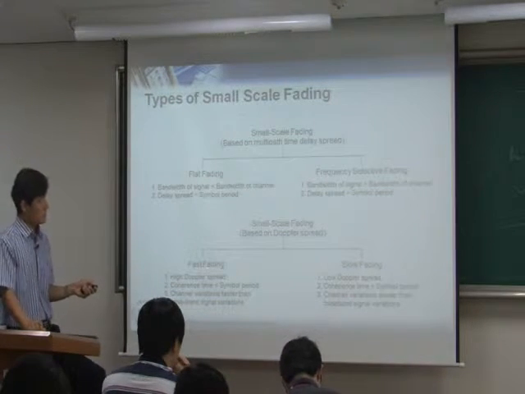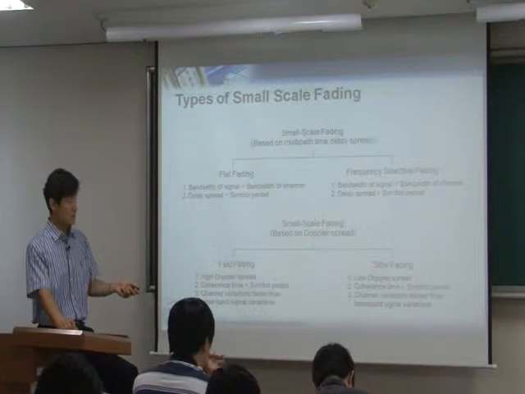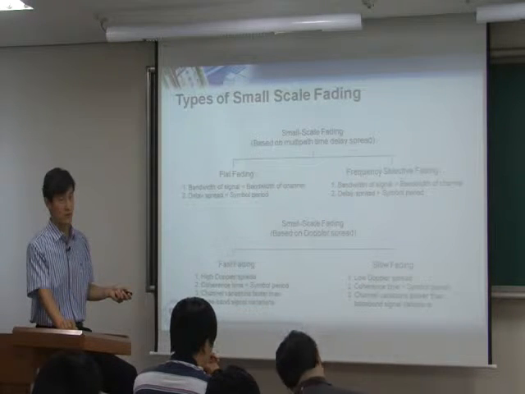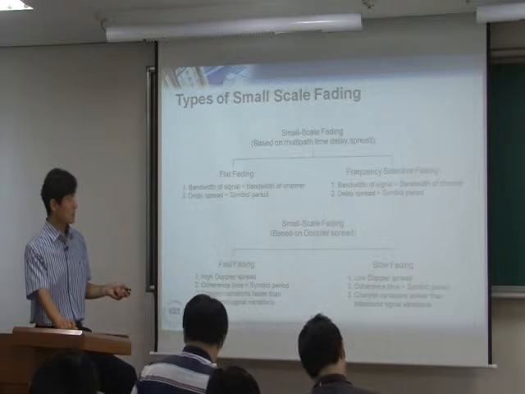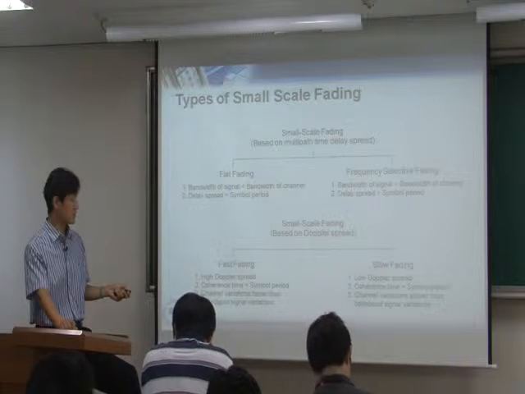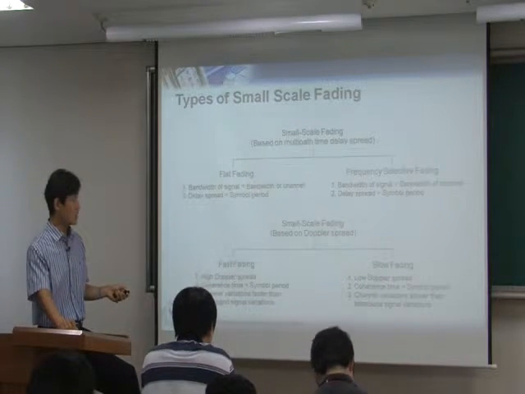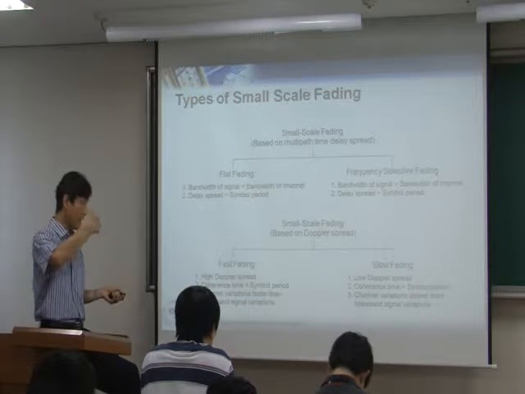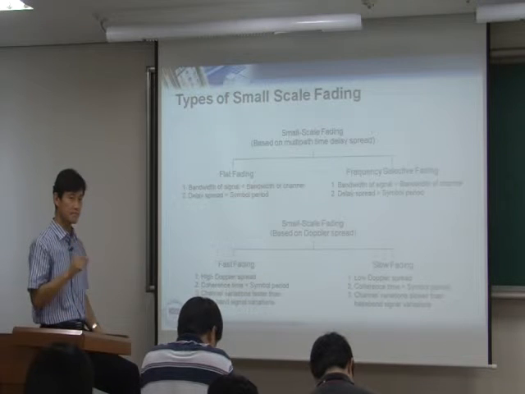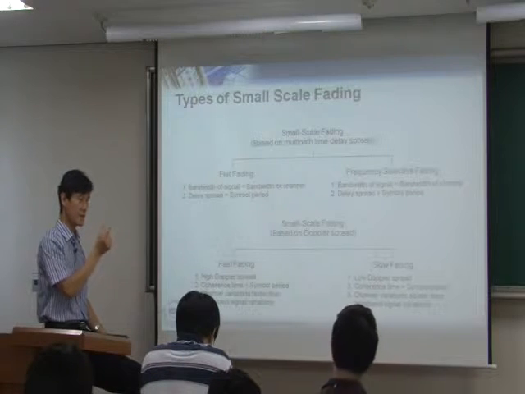There is another category called fast fading and slow fading. Slow fading is the case of low Doppler shift or low Doppler frequency. Fast fading is the case of high Doppler frequency or high Doppler spread. With a high Doppler spread, you have fast fading. Therefore, your coherence time is very small.